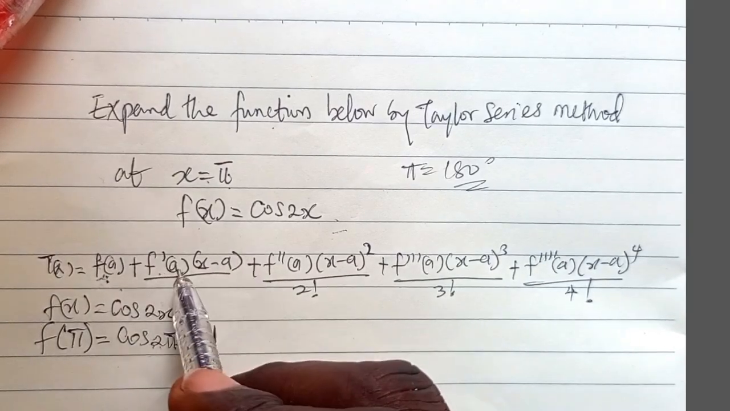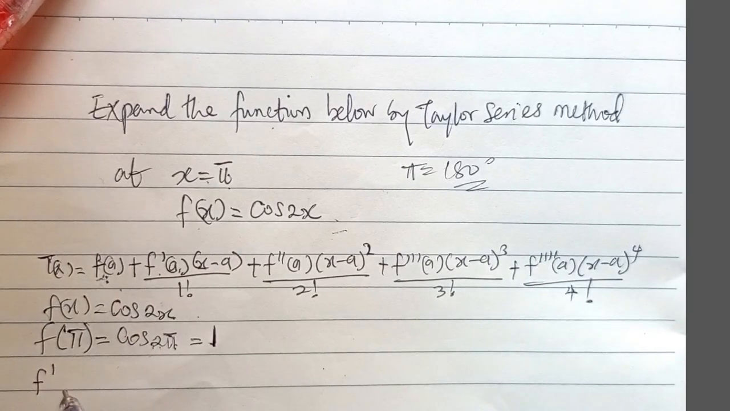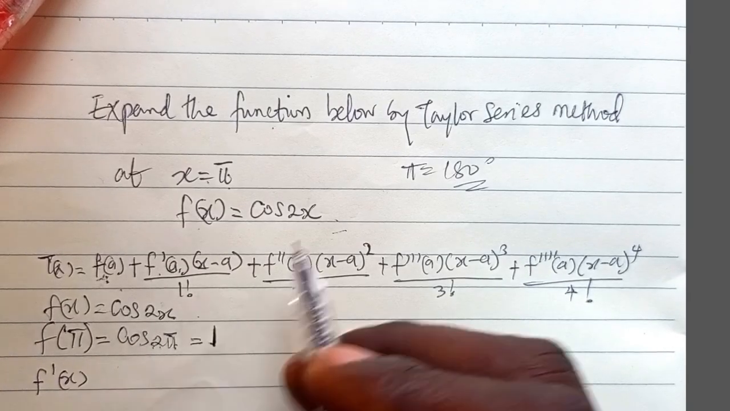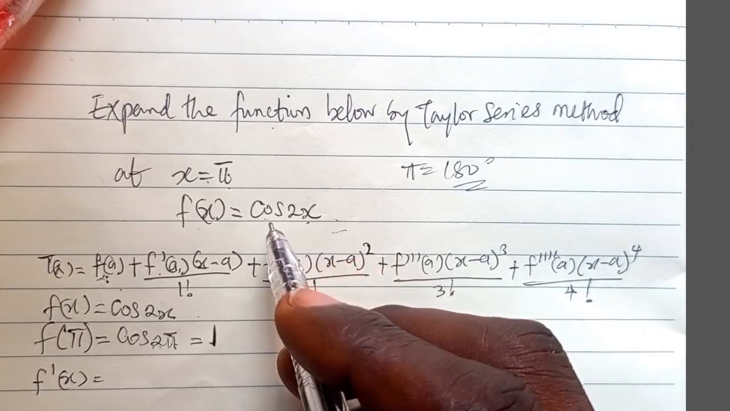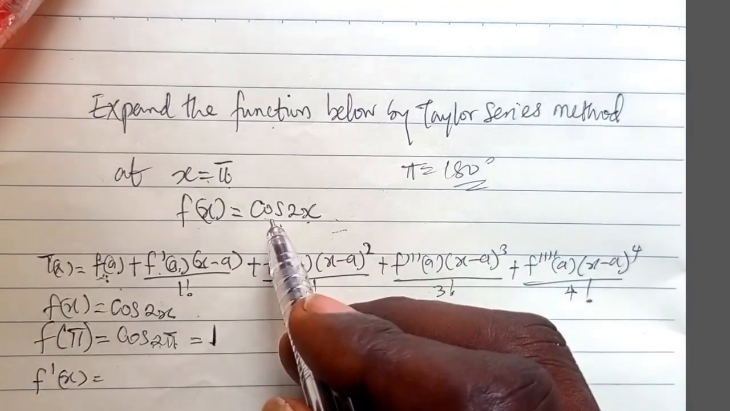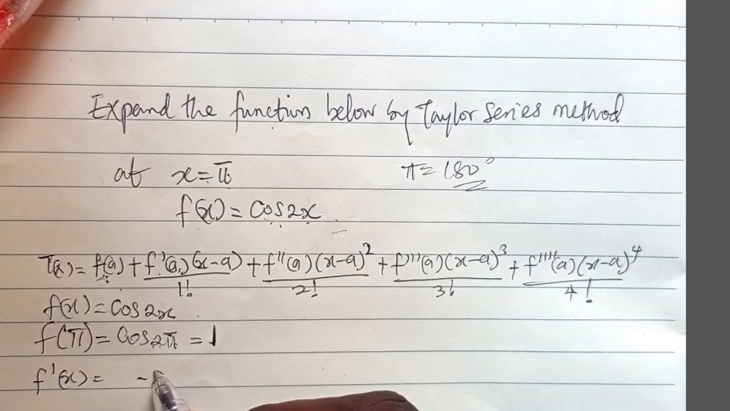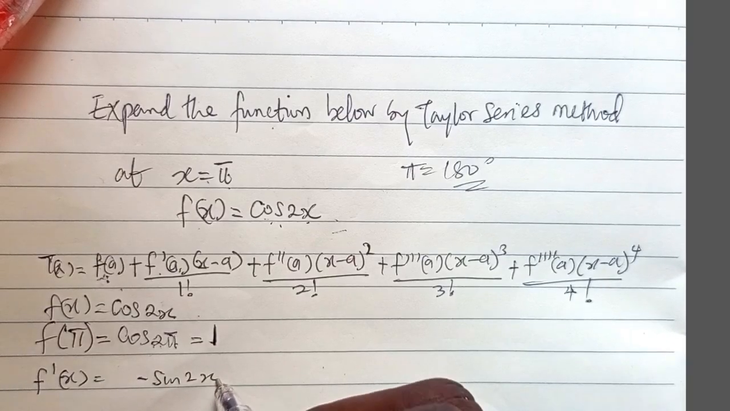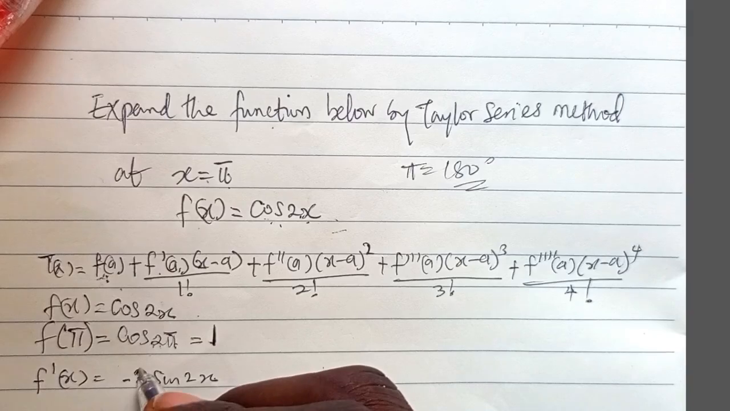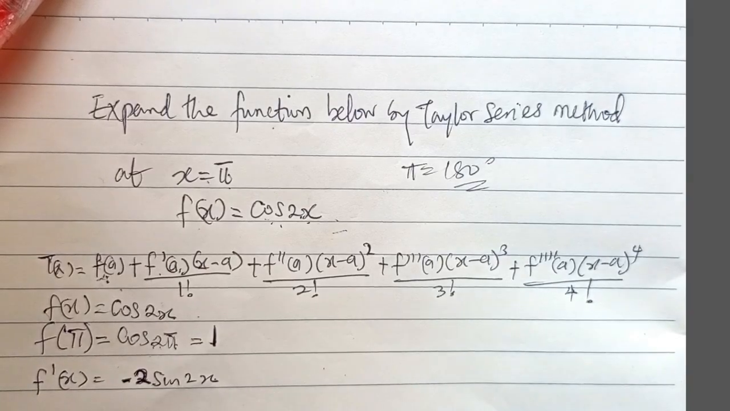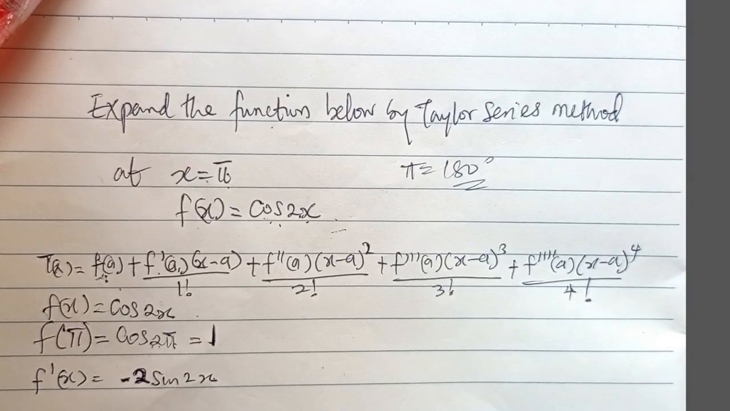Then the next one, let's start differentiating now. You have f prime of x, the first one. So I'm differentiating cos 2x. Don't forget, if you differentiate cos, you will get minus sine. So if you differentiate cos, you will get minus sine 2x. So I'm going to multiply by 2 again. So that will give you minus 2 sine 2x when you differentiate cos 2x. Okay, then let me go second time.